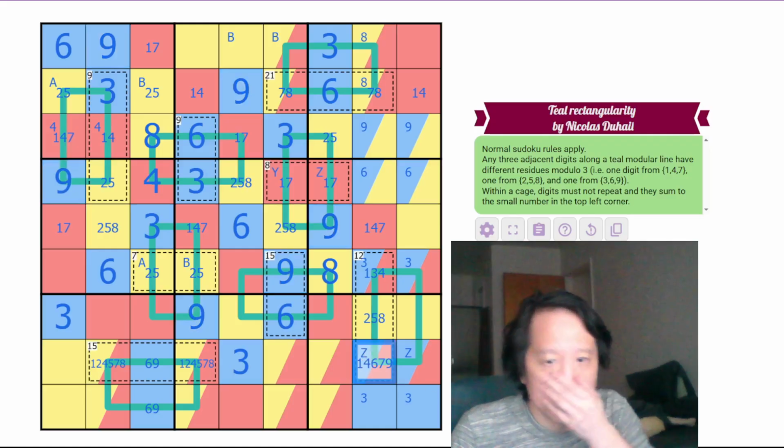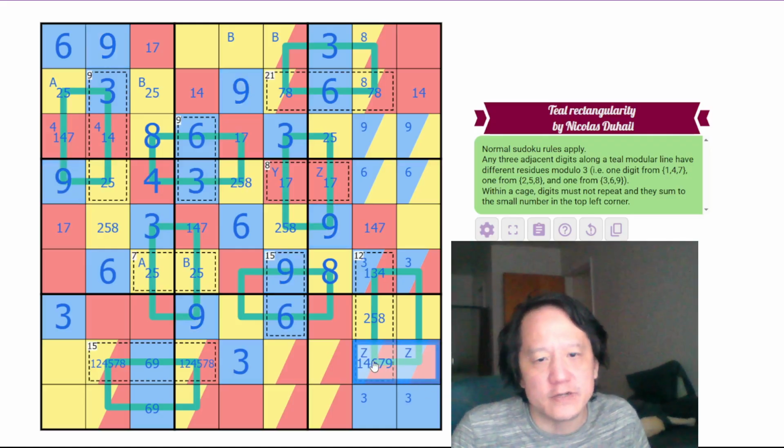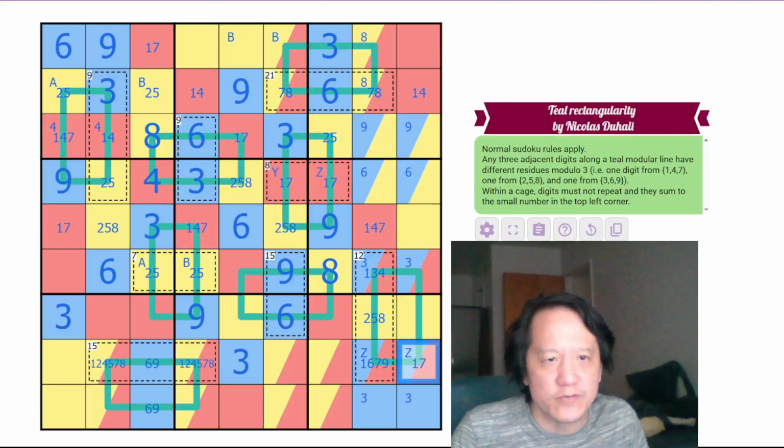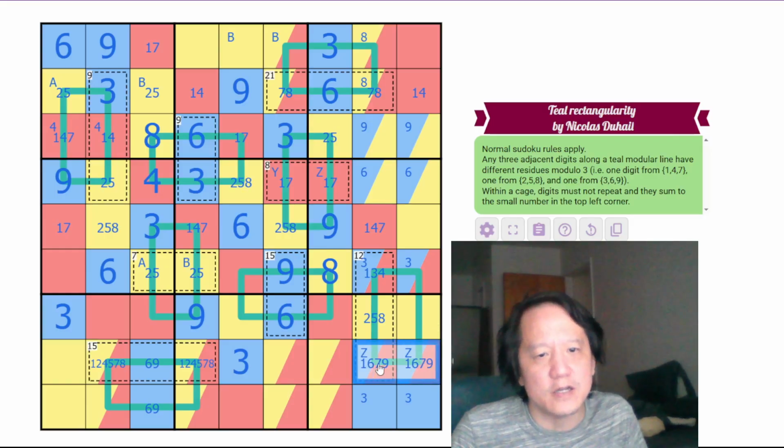Z. We know 9 is here, and Z is here. So this cannot be 4. Actually, we don't know. It could be 6 or 9. But we know the Z is here, so it's 1 or 7. And we have 6 or 9 here.